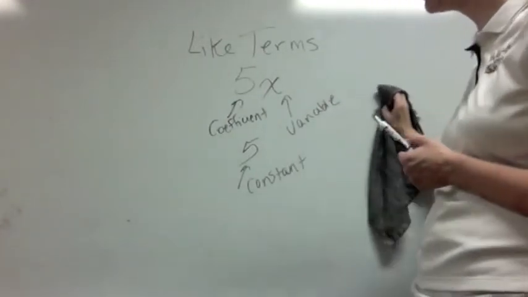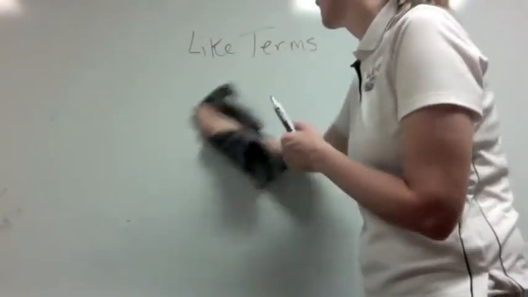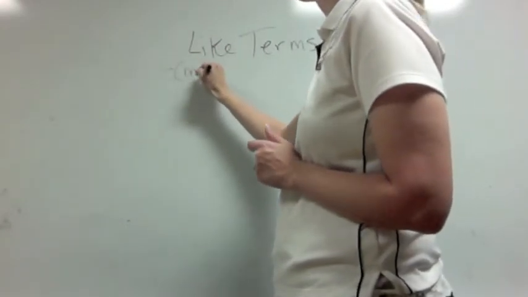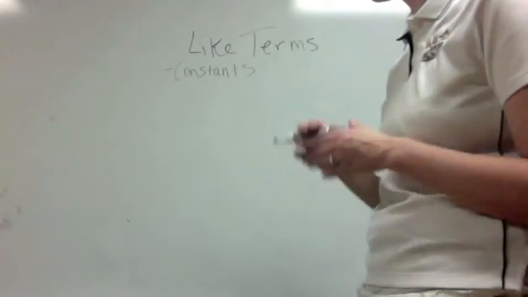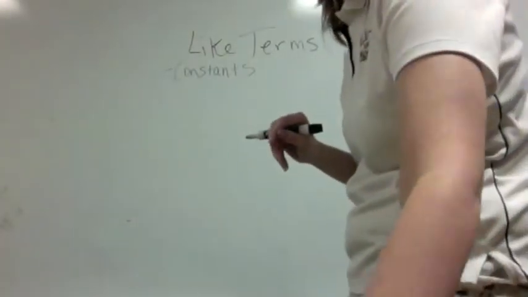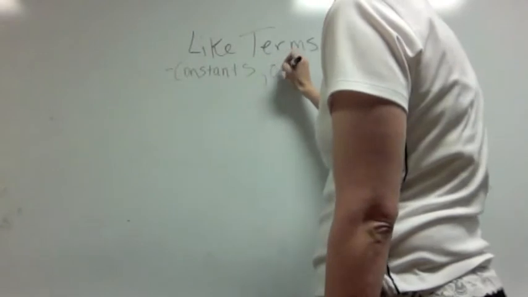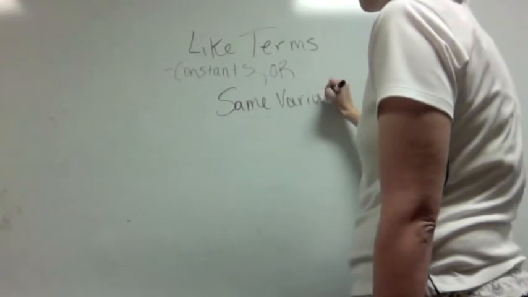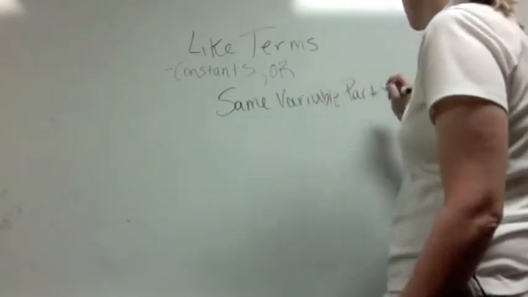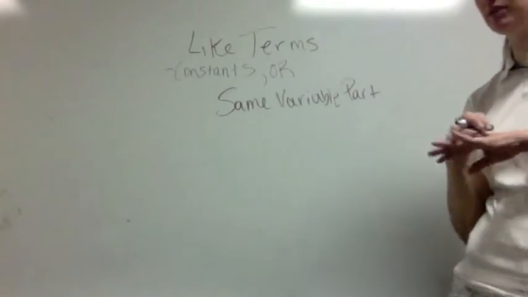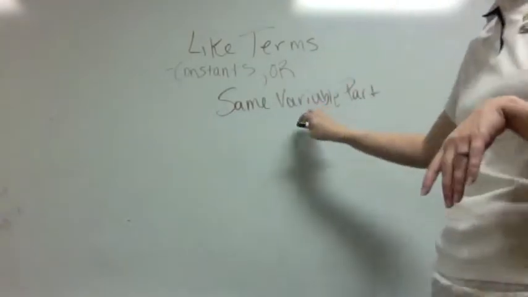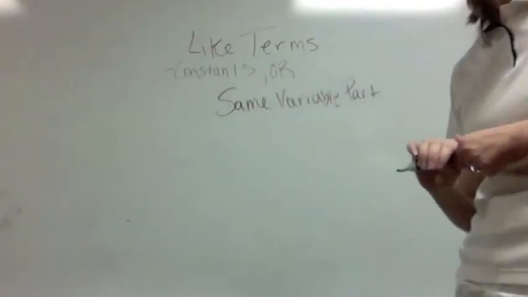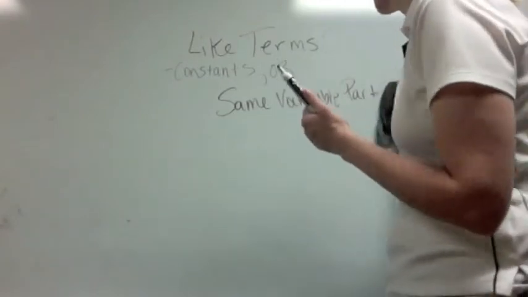So in order to have like terms, they are either going to be constants. So if you have just constants, those are going to be your like terms. Or if they have the same variable part. Okay? We don't care about the coefficient part. The coefficient can be the same, can be different. That part doesn't matter. We're looking for the same variable part of the term. If you have that, then you have like terms. So I'm going to give you some examples.